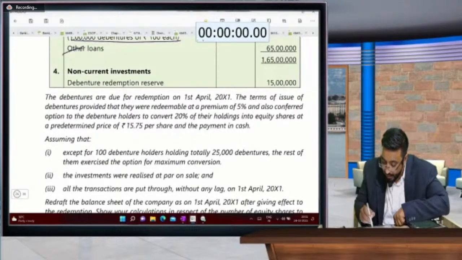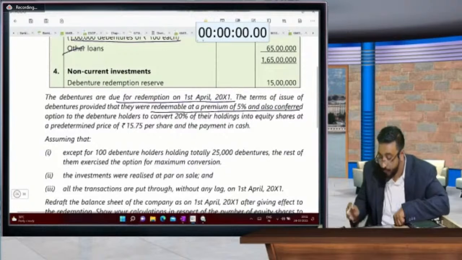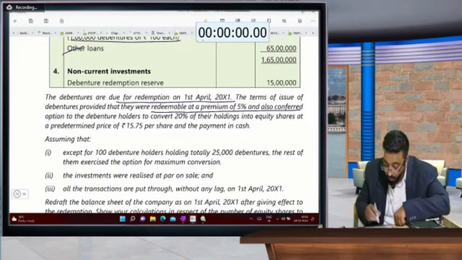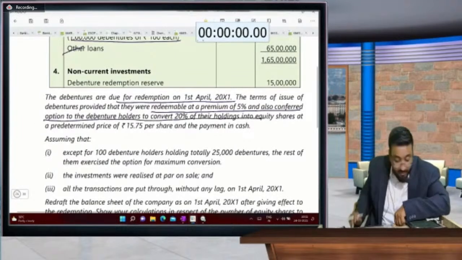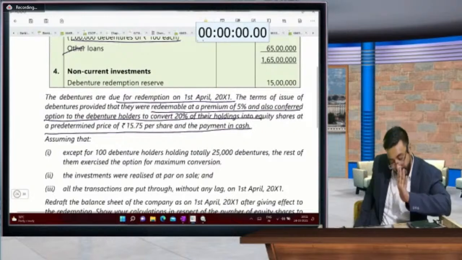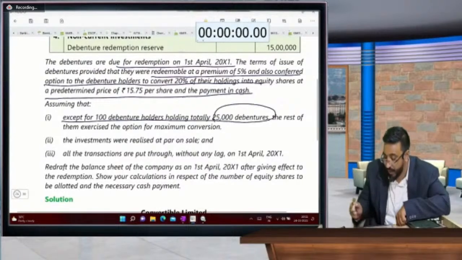The debentures are due for redemption on 1st April 2001. The terms of issue provided that they were redeemable at a premium of 5%, with the option for debenture holders to convert 20% of their holdings into equity shares at a predetermined price and the payment in cash. Except for 100 debenture holders having 25,000 debentures, the rest exercised the option.